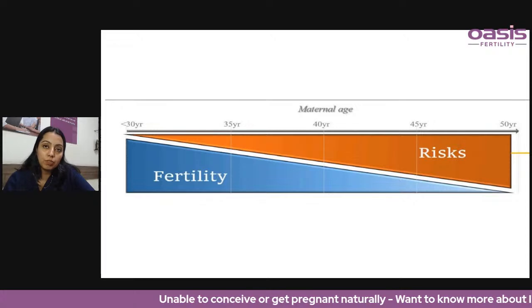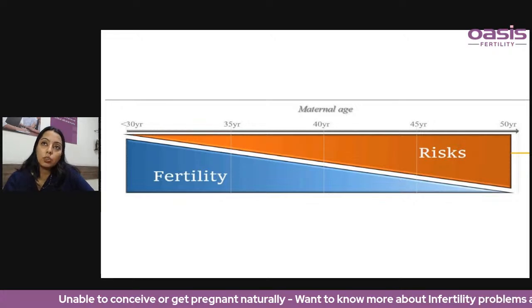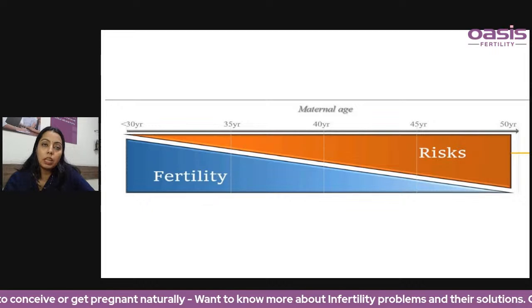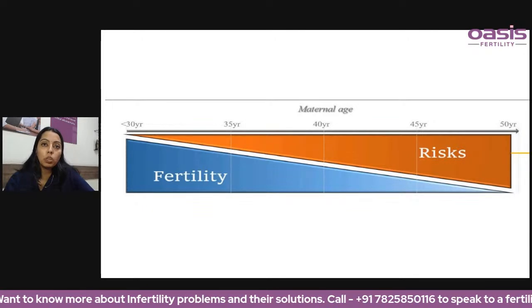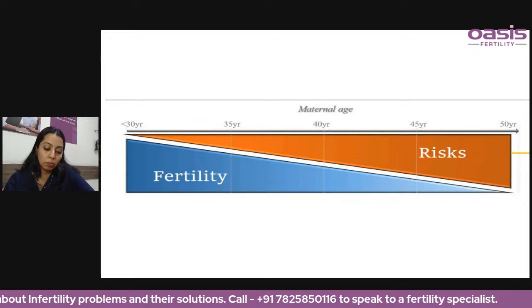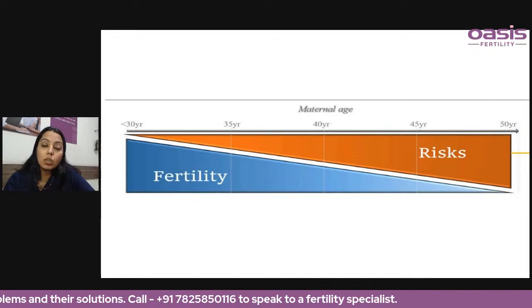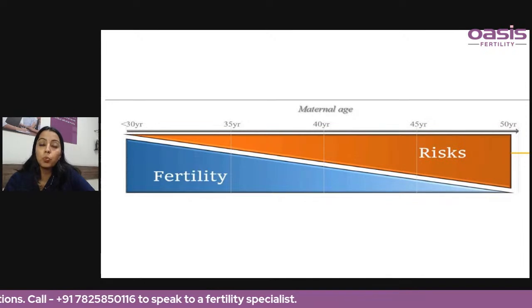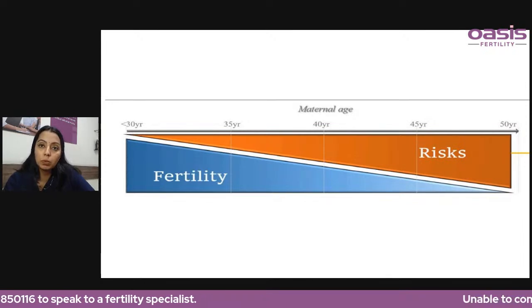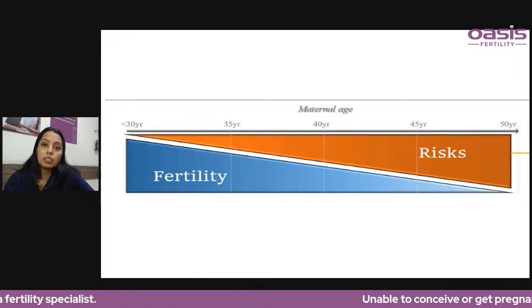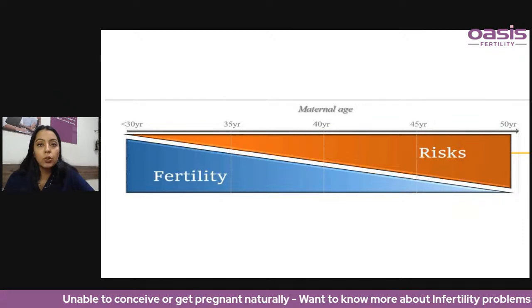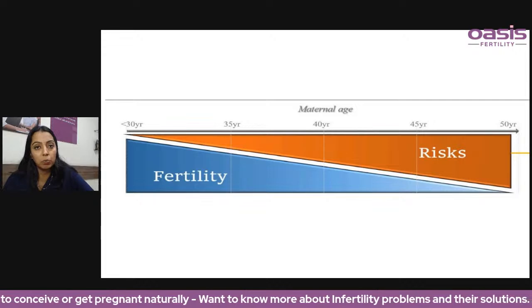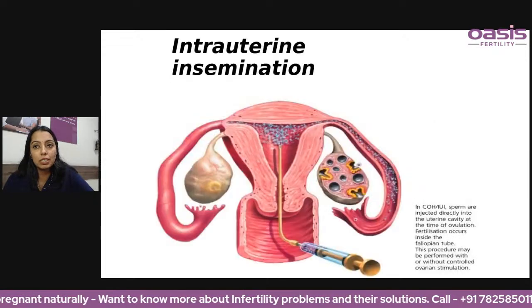Because your fertility is declining and the risk to pregnancy keeps on increasing with advancing age, these are the two main factors which really govern the decision making at this age. That's the reason why we, as fertility experts, want to help you get pregnant as soon as possible after this age, because the success rate keeps on declining with every passing day and the risk to pregnancy keeps on increasing. So, how do we try and optimize your chance of getting pregnant at age more than 35 to 37?